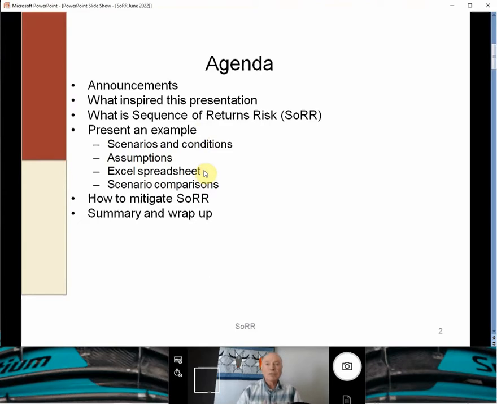my presentations would be complete without an Excel spreadsheet. So I'll segue over to my Excel spreadsheet model. And in that model is a worksheet that goes through the comparisons of scenario 1 versus scenario 2, which is really the crux of this presentation. Then I'll talk a little bit about the ways that are available to you to mitigate sequence of returns risk before I summarize and wrap things up.